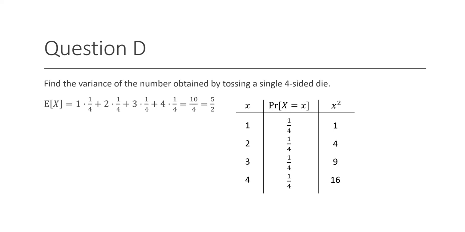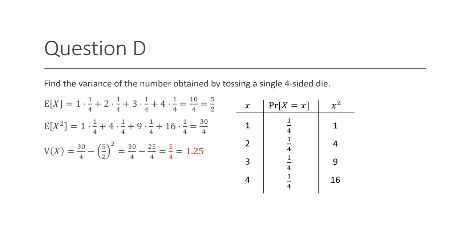So, putting that together, we get 1 times 1/4 plus 4 times 1/4 plus 9 times 1/4 plus 16 times 1/4 equals 30/4. And so, using the second formula for variance, we get that the variance of x is 30/4 minus 5/2 squared, which is 5/4 or 1.25.